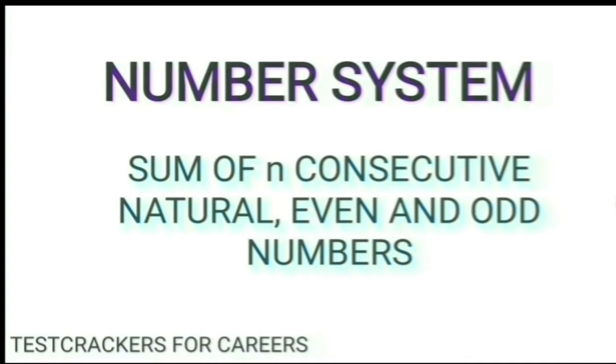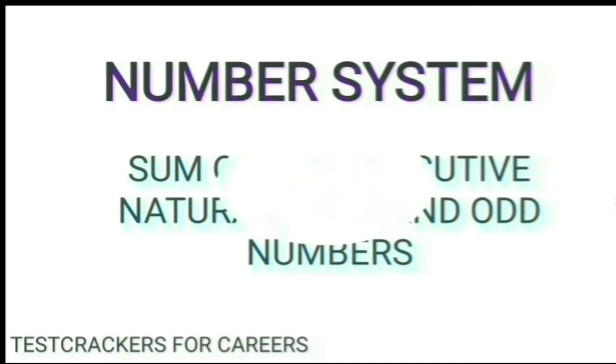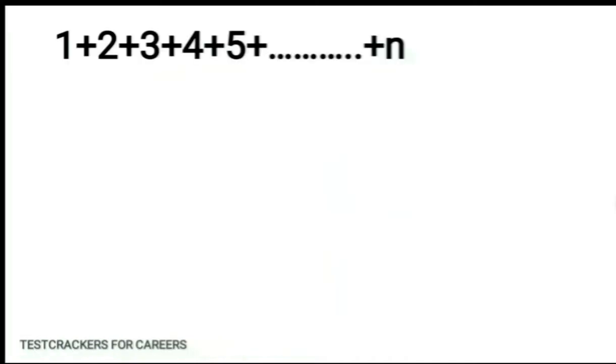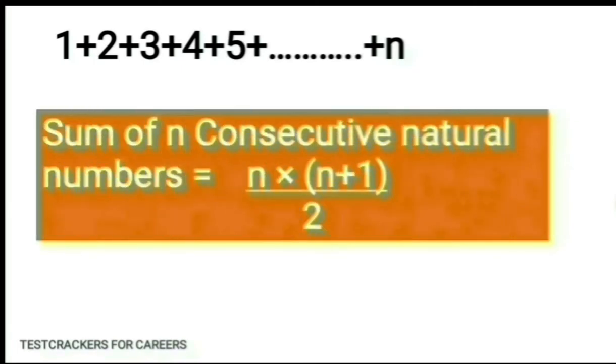Today, we are going to see how to find the sum of n consecutive natural, even and odd numbers. The sum of n consecutive natural numbers is given by n into n plus 1 divided by 2.